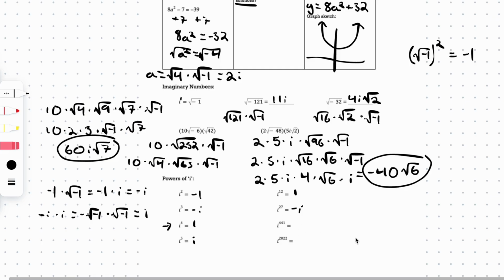In this case, where we have I to the 441st power, we see 440 is a multiple of 4, and then we have 1 extra. So we start at this initial point where it's just I to the 1st, or just I. And then in this case, we have I to the 2022 power, and we know 2020 is a multiple of 4, and then we have 2 extra, so that's going to be equal to I squared, which is -1.